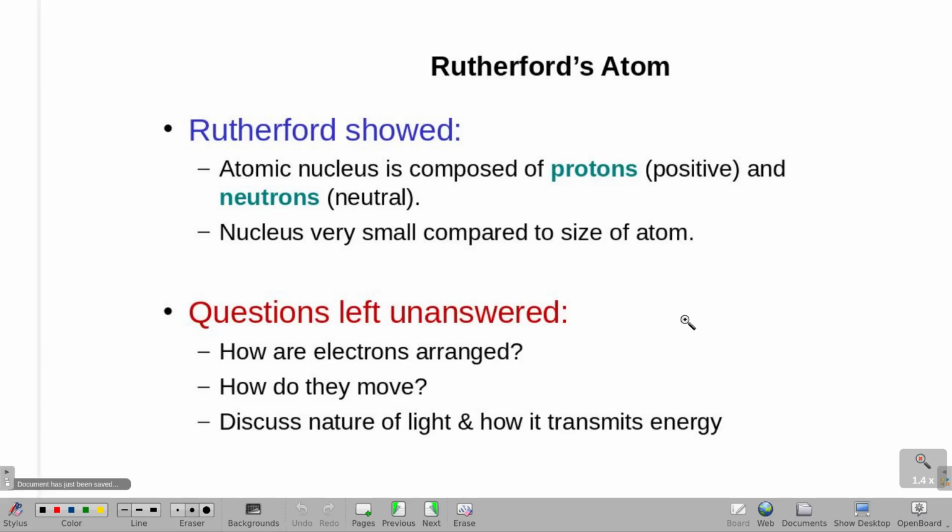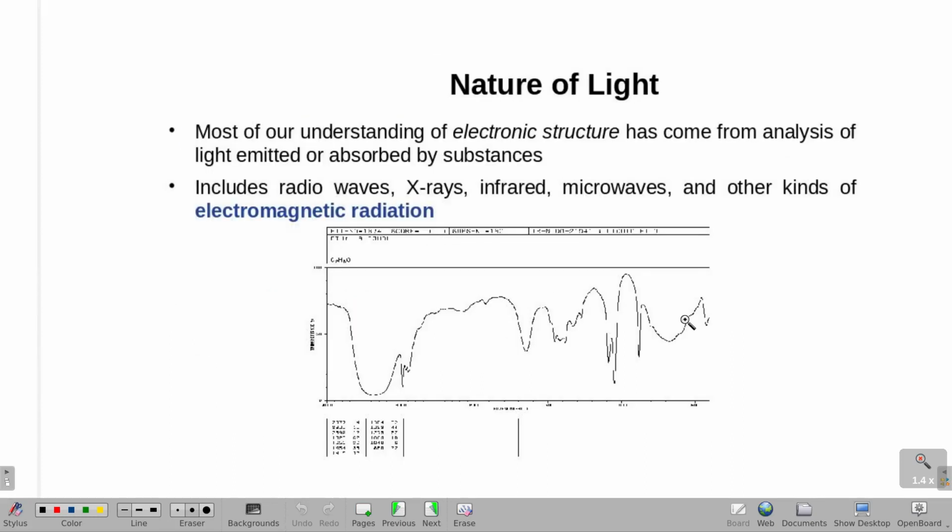Alright, knowing that doesn't really help us a lot, because we want to know a little bit more about what the electrons are and how they're arranged, how they move, and more importantly, does it help us understand what's going on in the atom with regard to energy and light. Alright, that latter part's kind of interesting.